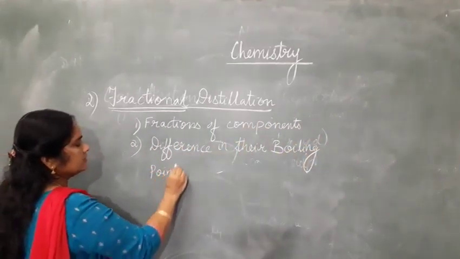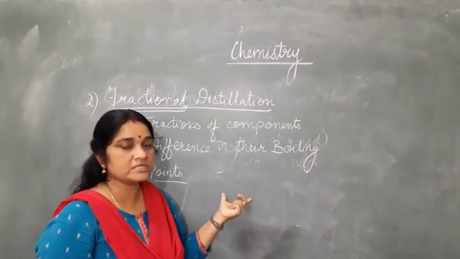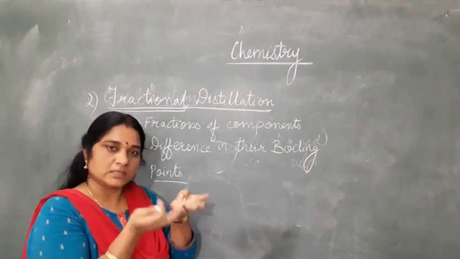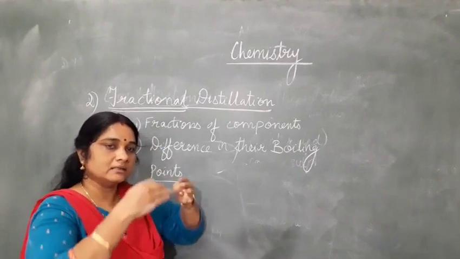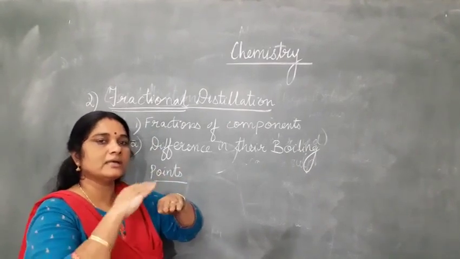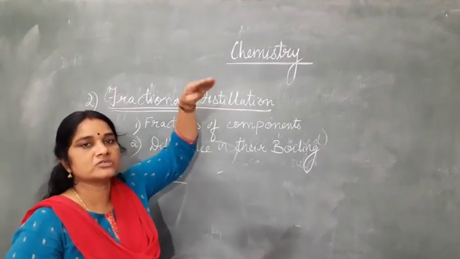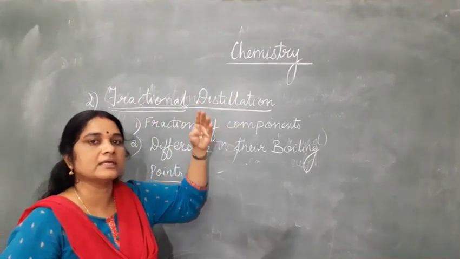Suppose the two miscible liquids don't have much difference in the boiling points, what happens then? You have to heat the mixture, boil it, and it starts evaporating. The vapors which are formed have to be allowed to cool slowly, and then they convert into liquid state. So one by one, the different components, if there are more than two components, can be separated.